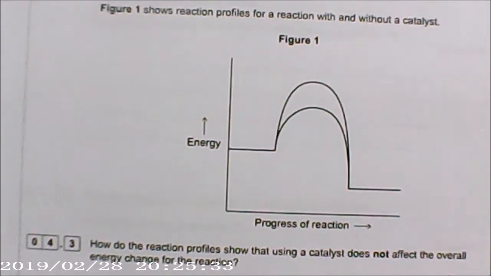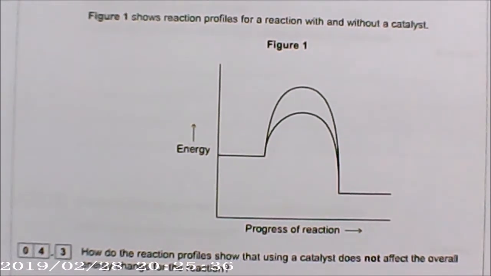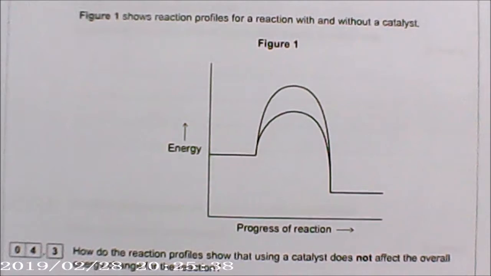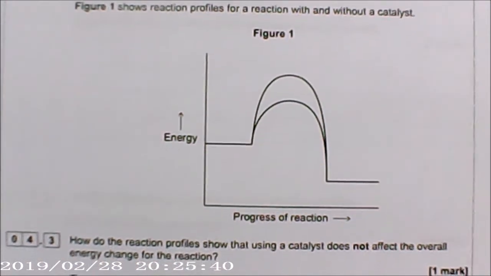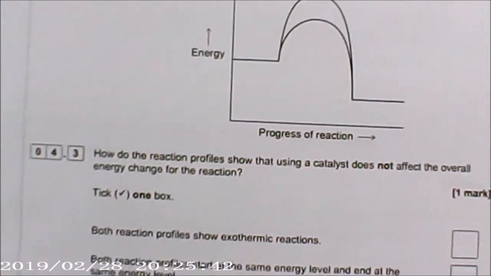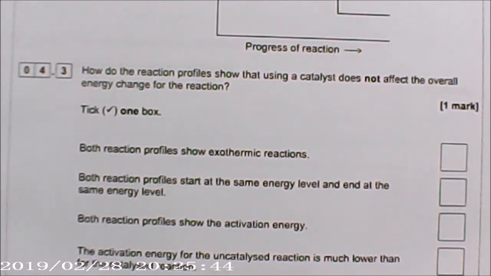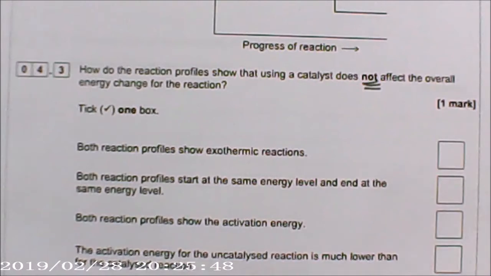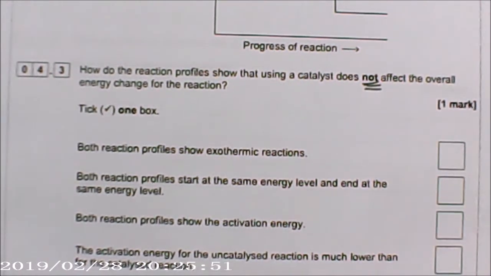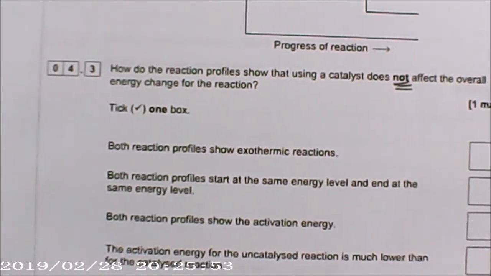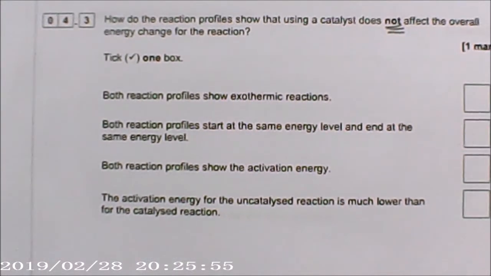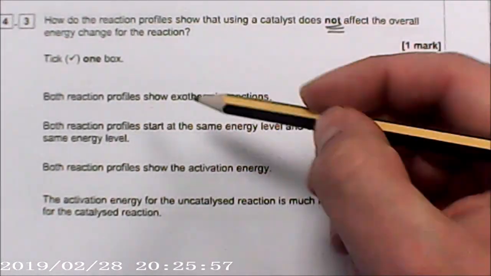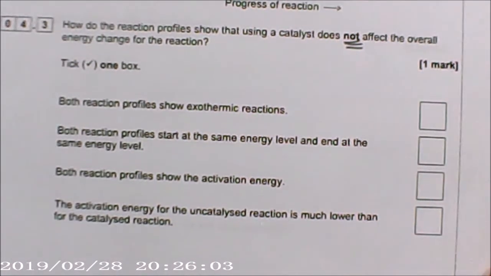Next part, copper is used as a catalyst. So figure 1 shows reaction profiles for a reaction with and without a catalyst. 4.3, how do the reaction profiles show that using a catalyst does not affect the overall change for the reaction in terms of energy? Now on this, say you want to go through each of these statements and decide if they're true or not. Remember, you can write on the side, you're not going to get marked down.